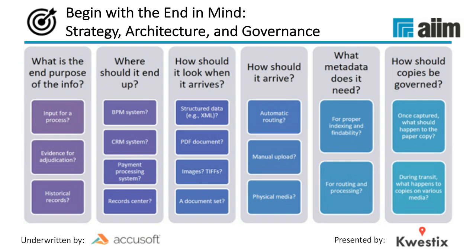So what do you need to get out of that? Out and process things automatically. If it's just an image on a page, it's not going to be able to be routed automatically, at least unless it all goes into one place. That's a different question. But then you think about how copies should be governed.